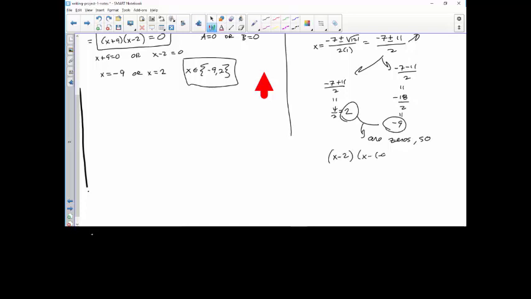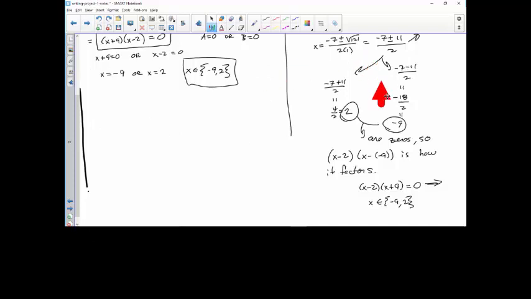x minus 2 times x minus a minus 9 is how it factors. And then maybe you want to hide the evidence and say x minus 2 times x plus 9 equals 0. That tells me that x is either negative 9 or positive 2. And then just hide all this stuff. You won't have to hide all this stuff from me.